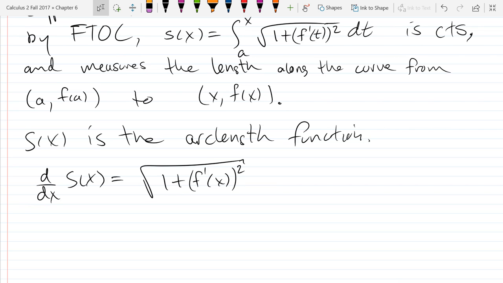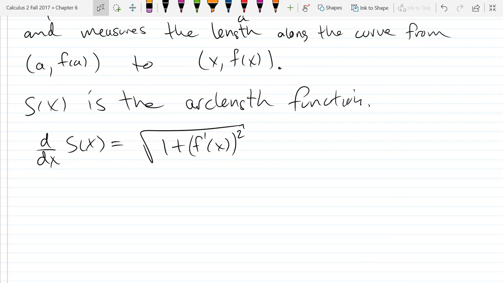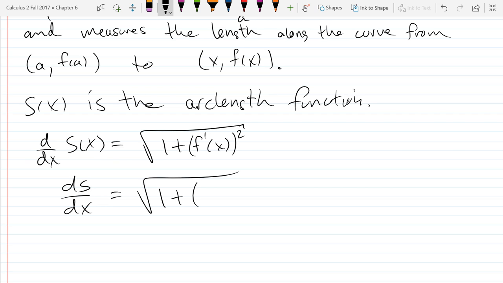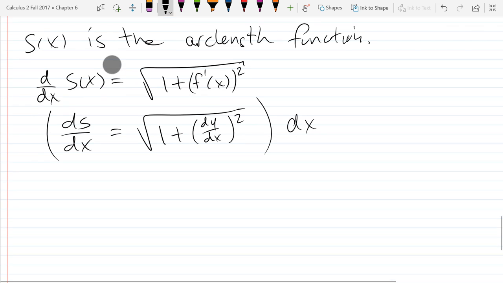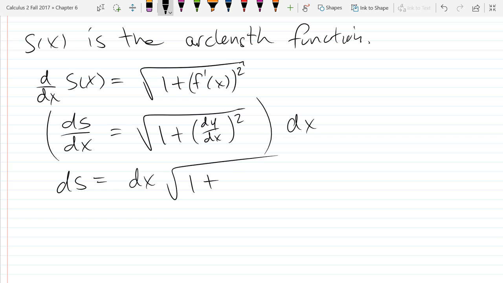All right, so this is the derivative of S of x right here. You could write this as ds over dx. And of course, f prime, you can write that as dy over dx. Fractions suck, so I'm going to do some algebra on this differential form. So I'm going to multiply both sides by dx. As long as you treat both sides the same, we get ds equals dx times the square root of 1 plus, now I'm going to go ahead and square the dy over dx.